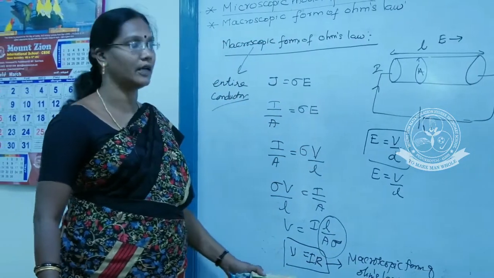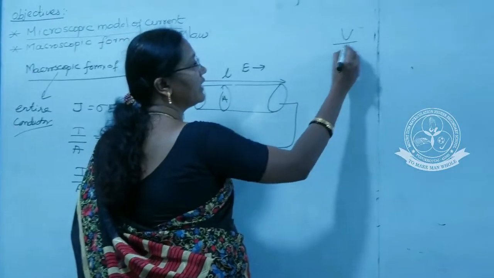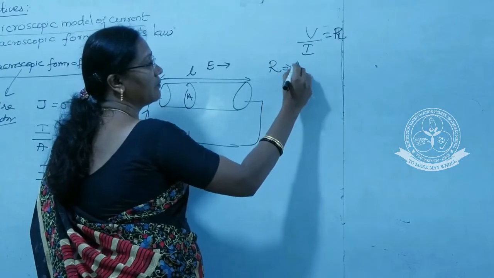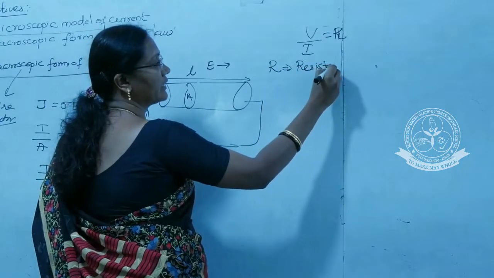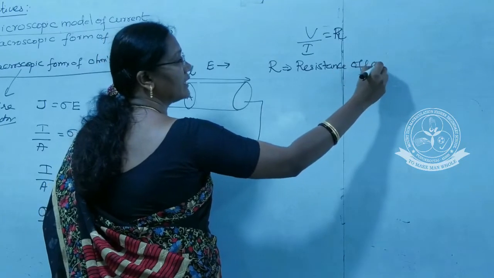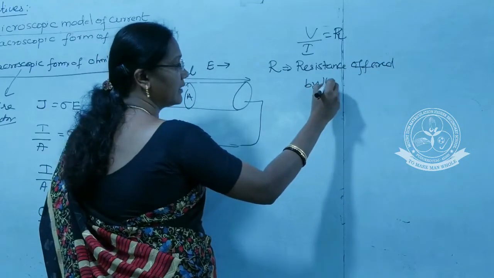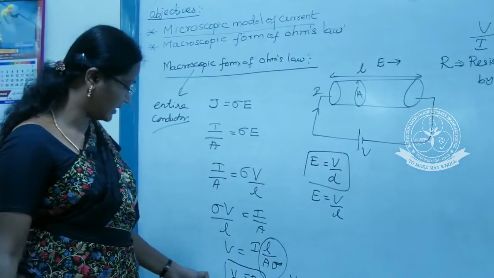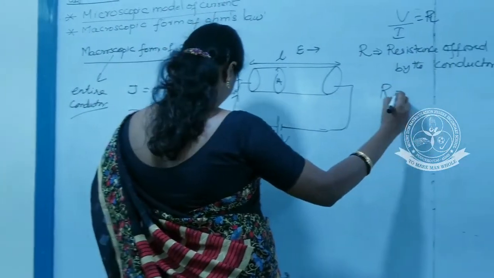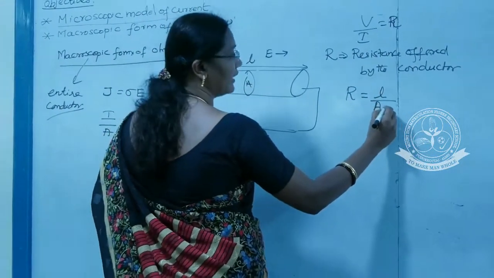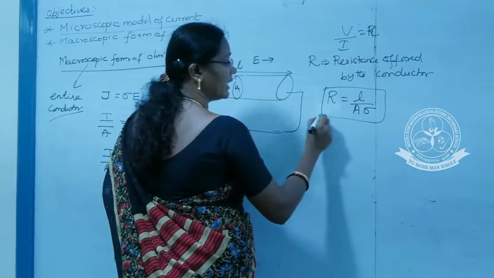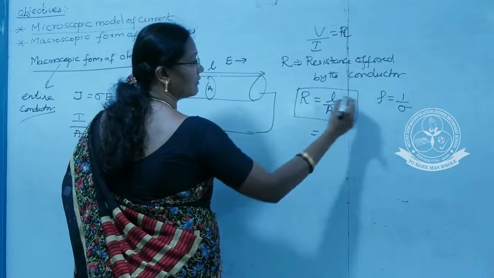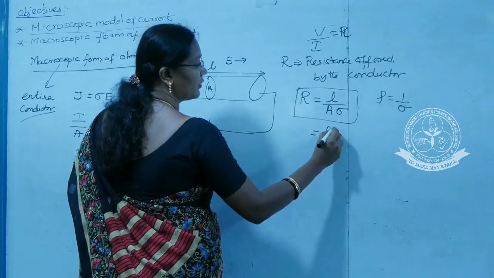V is equal to IR, or we can write V by I is equal to R. What is R? R is nothing but the resistance offered by the conductor. So, what is R actually? Here we have taken R is equal to L by A sigma, and I said rho is equal to 1 by sigma. So, in other words, R can be written as rho L by A.